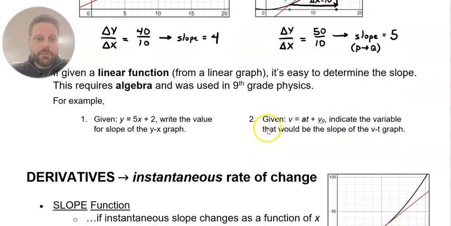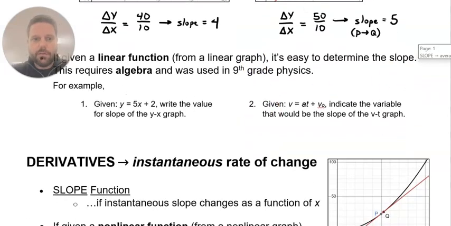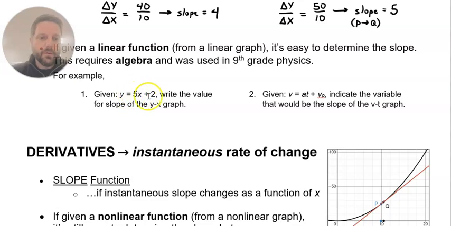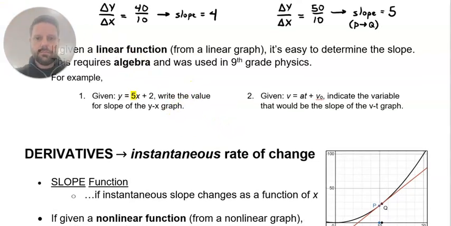Instead of giving graphs like this, we can also be given a linear function. So this would be, for example, the y equals mx plus b slope-intercept format of a linear equation. This is also just algebra, ninth grade physics. We did this a lot. And so we can identify what the slope is from this just by looking at the function. And in this case, we can see that our slope is going to be equal to 5.